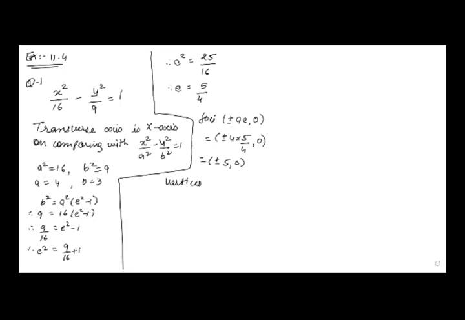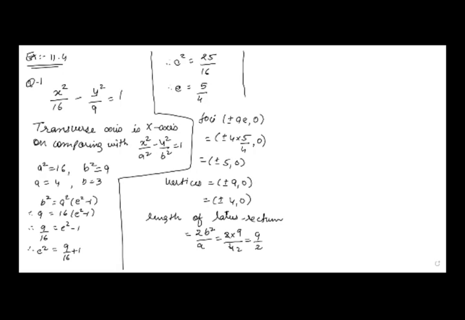Vertices, I know that it is plus minus a comma 0. So plus minus 4 comma 0. And the last is length of latus rectum. Here it will be 2b square by a. 2 into the value of b square is 9, whereas the value of a is 4. So I will get the length of latus rectum as 9 by 2. Right.